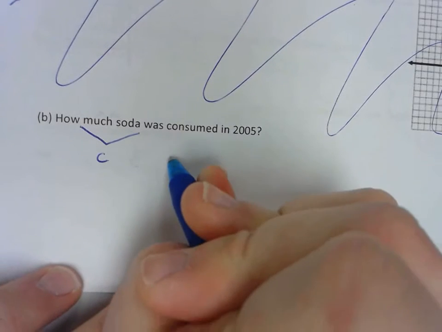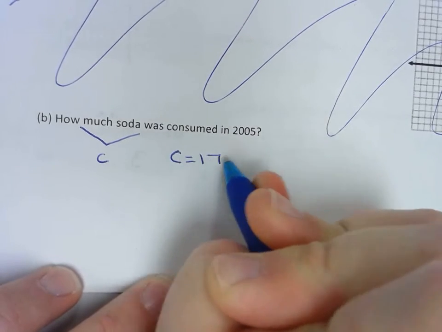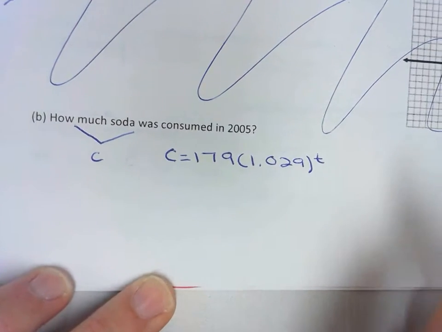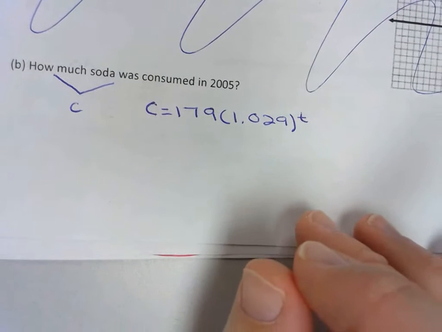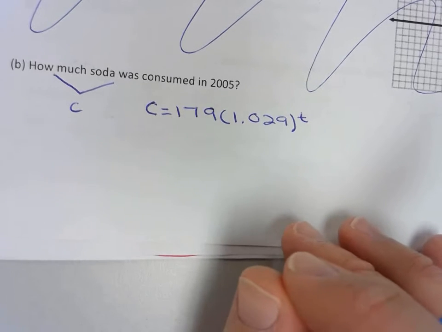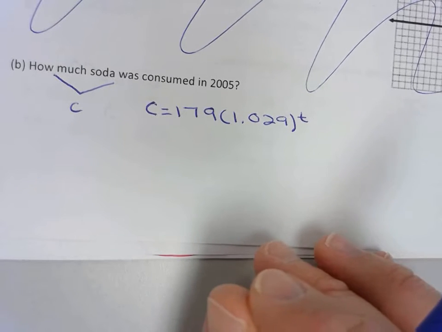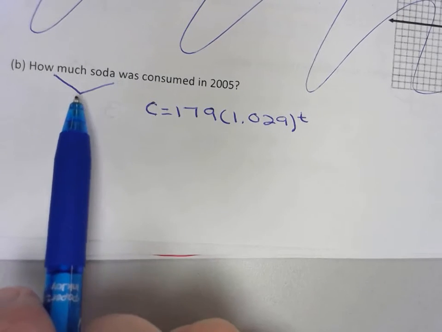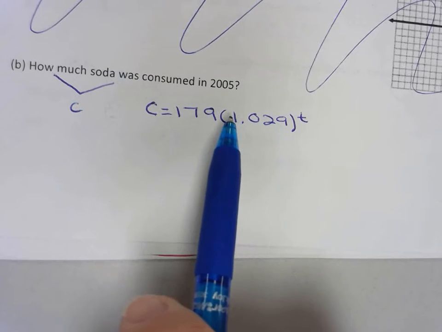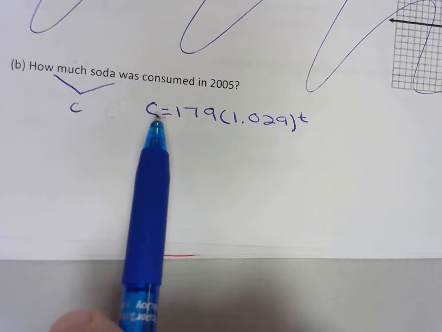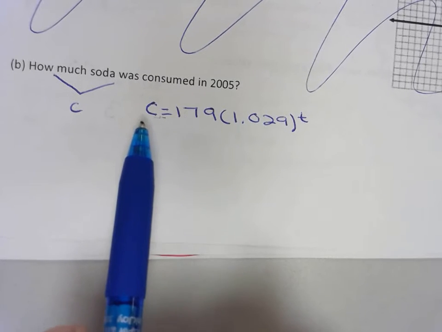So if I start with my equation, C equals 179 times 1.029 to the t power. What's nice about this? If I want to solve for c, what's nice about this equation? It's already c equals. It's actually easier than what we did Monday because I don't have to try to solve for a variable. It's already c equals.